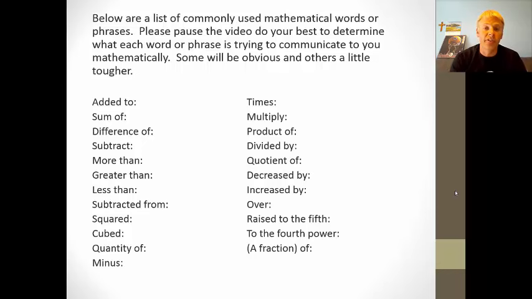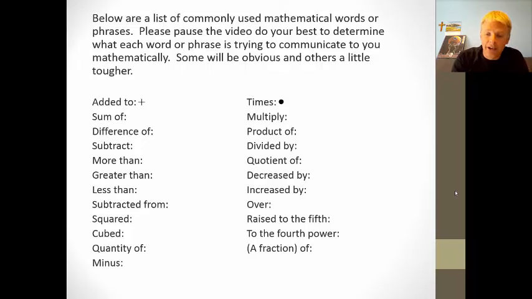So if the phrase says added to, that one's probably pretty obvious, you would put an addition symbol there. If the word is times, well, what is that asking you to do mathematically? Hopefully we know that one as well. Multiplication, we would put a multiplication symbol there. Now, we want you to try the rest of these on your own. So go ahead and pause the video and give these a shot. Ready, pause.